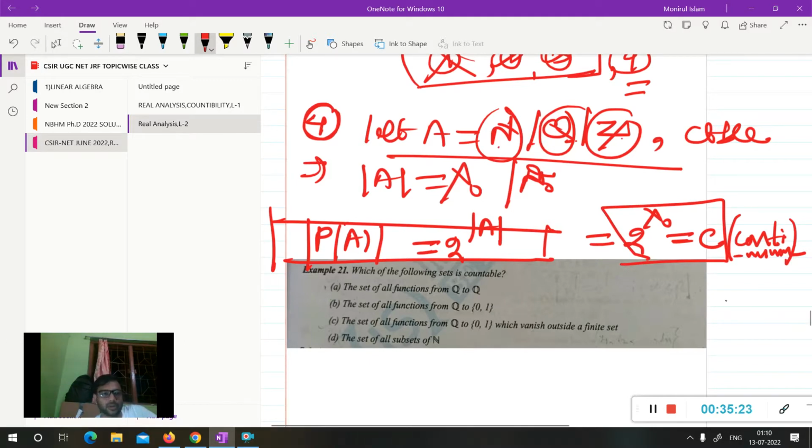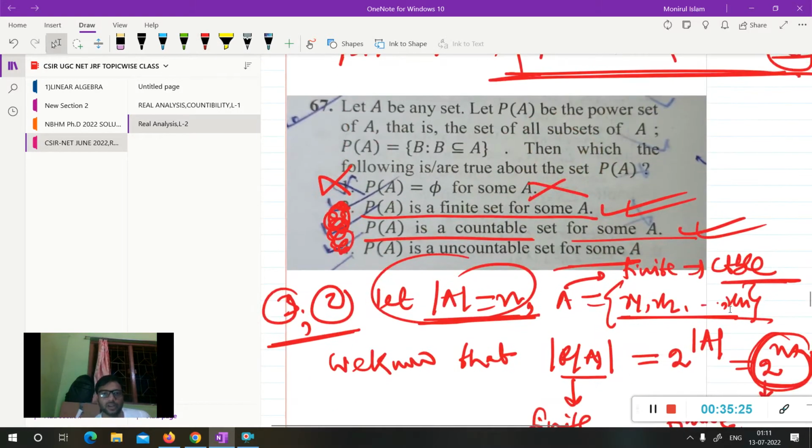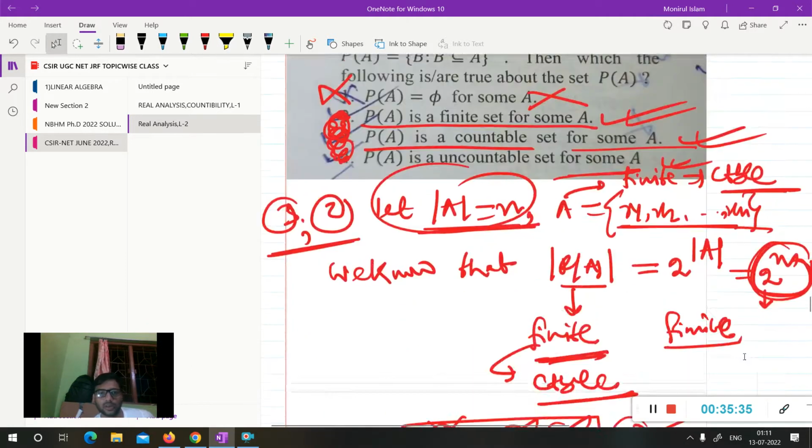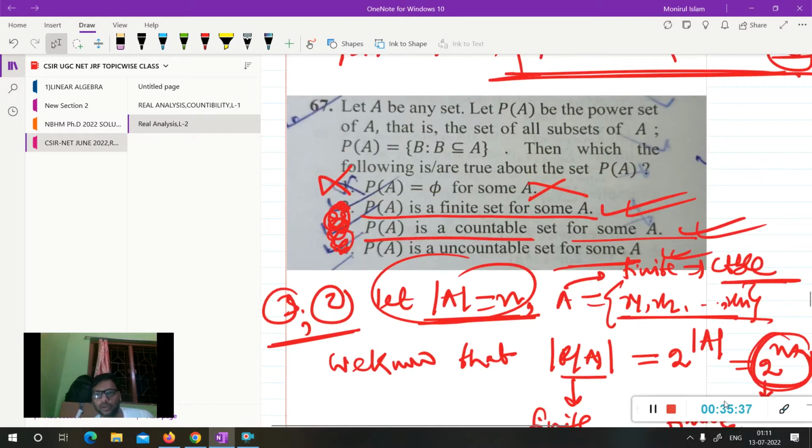So for some A you get power set uncountable, so this option is also correct. Okay, so hope you understand. Are you getting a point or not? Okay, so option 4 is also correct. So in this question correct options will be option 2, 3 and 4. Okay, this is the correct option.